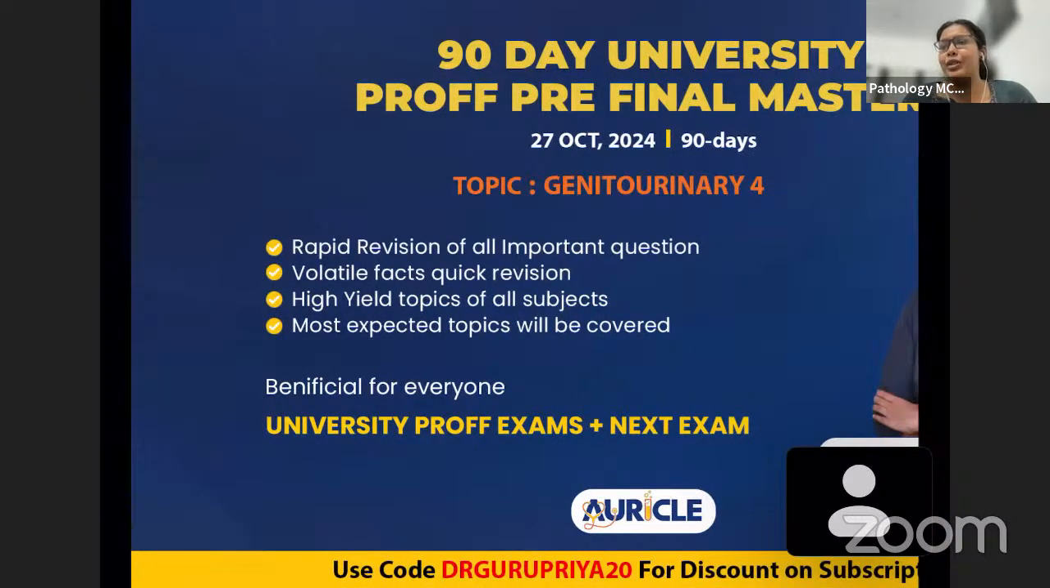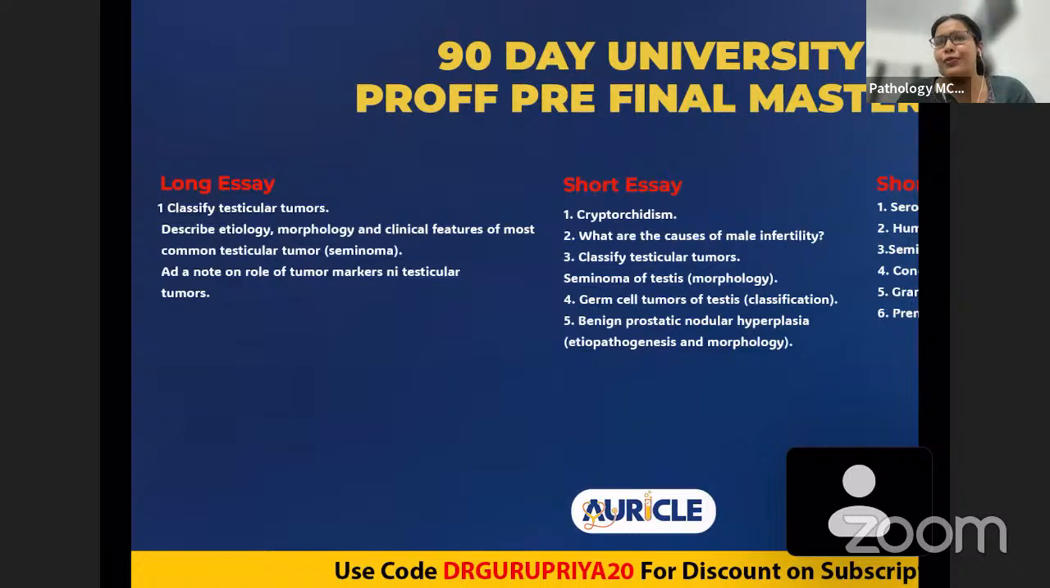Hello everyone. So in this lecture we are going to discuss genitourinary part 4. This is a part of our 90-day university pre-final mastery program. In this program, we're going to rapidly revise all important topics, volatile facts, and all high-yield topics. We're going to discuss a few long answer questions, short answer questions, and also a few case-based questions along with a few MCQ questions.